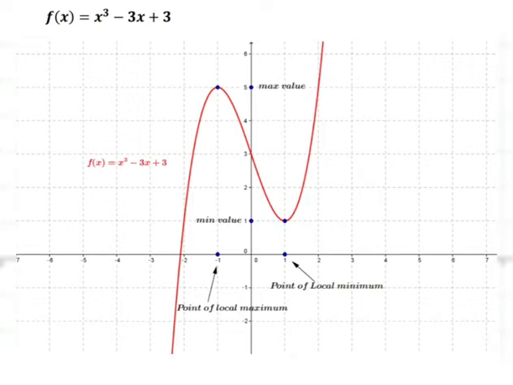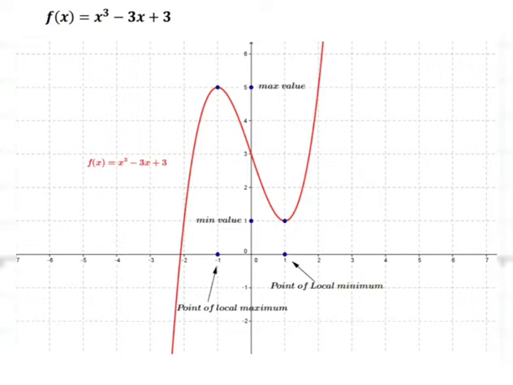Now, x equal to 1 is called the point of local minimum, because at x equal to 1, the value of the function is the minimum. So, looking at the picture, it is very easy to understand the point of local maximum and point of local minimum, the maximum value and the minimum value, but only when you have the graph in your hand.